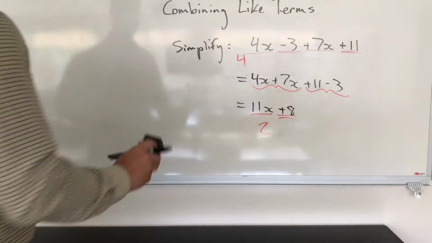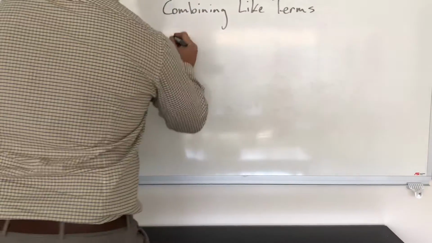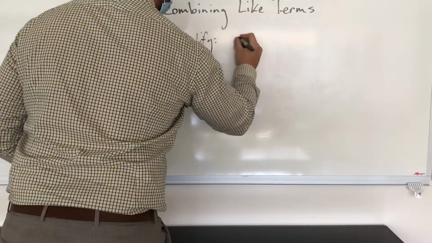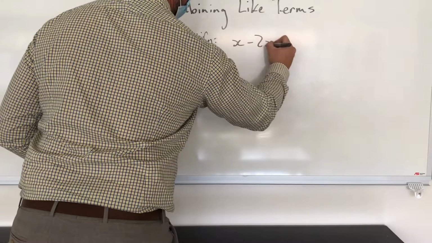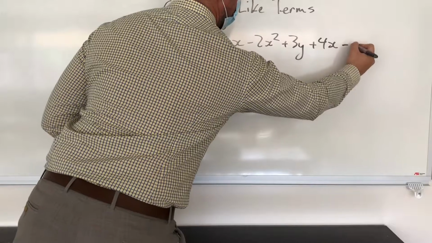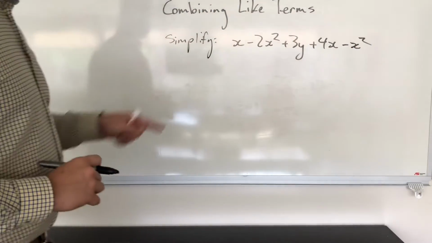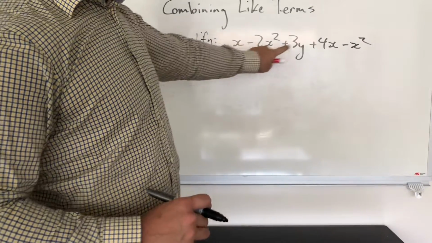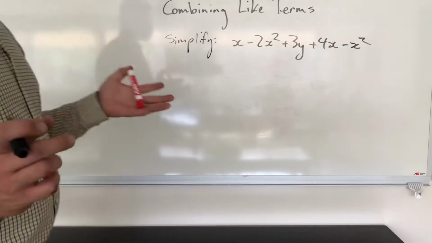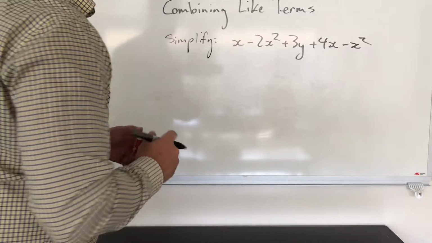Let's take a look at a slightly more difficult example. So again, the same question is going to be simplified. Whew, a little bit trickier. Now I have 1, 2, 3, 4, 5 terms. I can't possibly have 3 pairs of like terms because, well, I only have 5 terms, not 6.